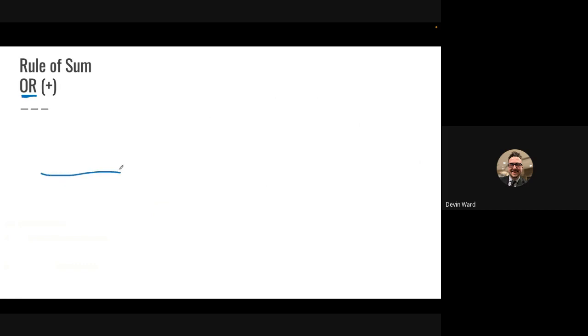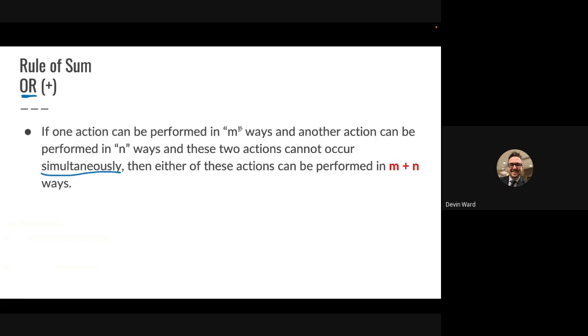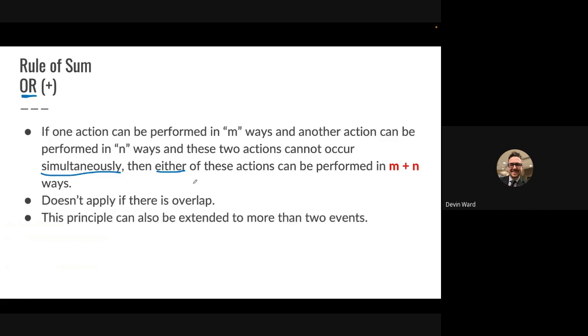Just going back to this one, we were looking at a red card or a black card. We weren't looking at one of each. So they're two independent events that can't occur at the same time. Then either one or the other can be performed in m plus n ways. If there's overlap, then we don't have a rule of sum.